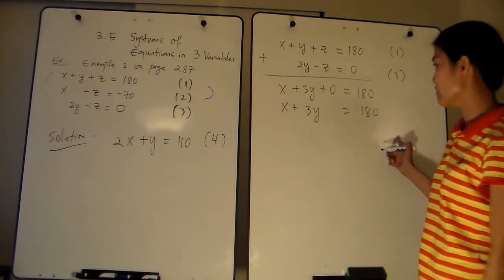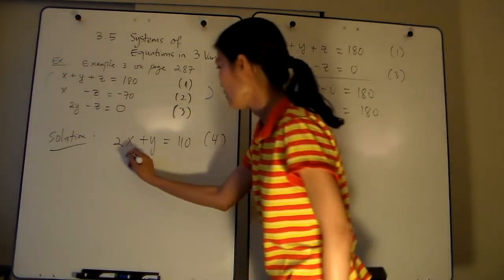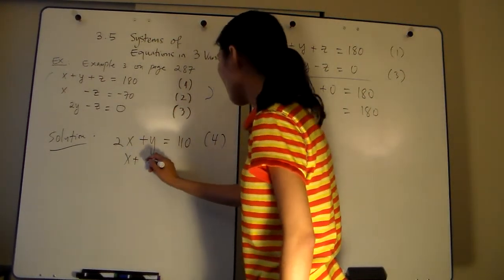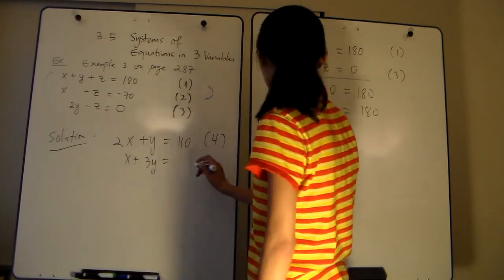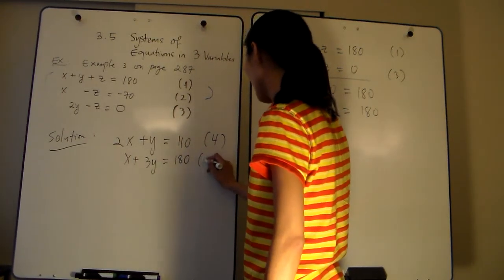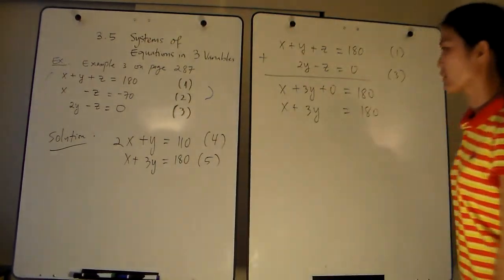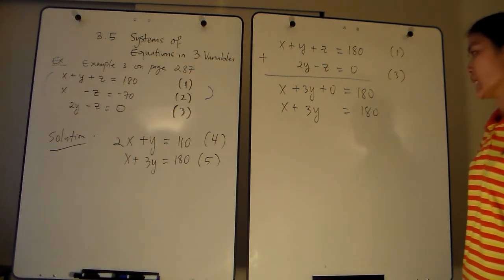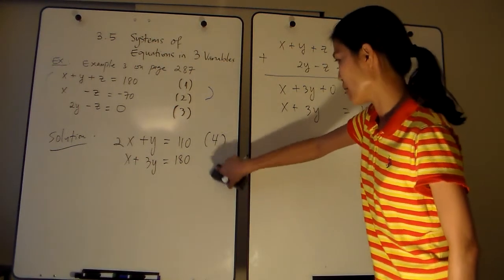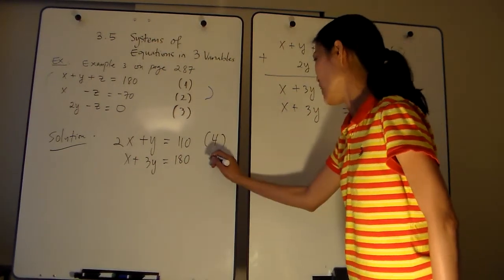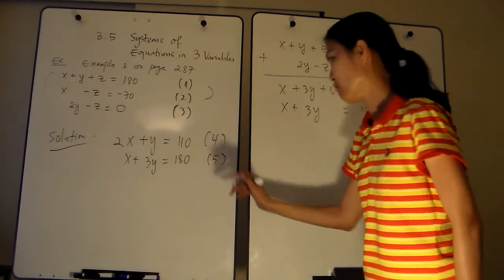So let's call this equation 5. Okay, so x plus 3y equal to 180. Right? x plus 3y equal 180. And this is equation 5. Let me write it further away so that it does not look like multiplied by 5. Equation 5.